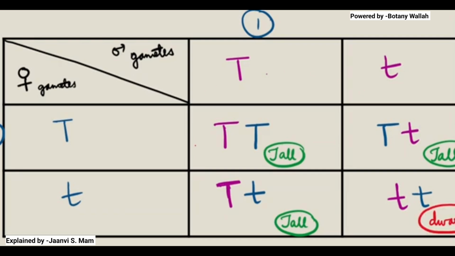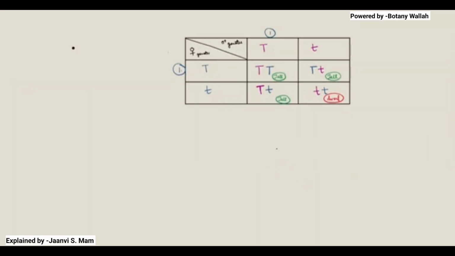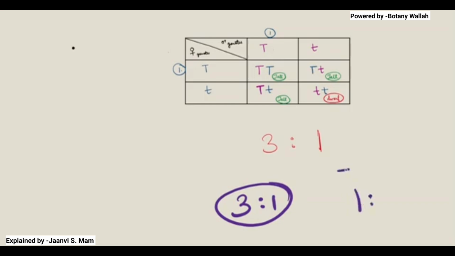So this way if you count, 1 plus 1 plus 1, 3 are tall height, and you will get 1 as dwarf height. You can also say you get 1 as capital T capital T, 2 as capital T small t, and 1 as small t small t. This is the thing which I have shown here also.